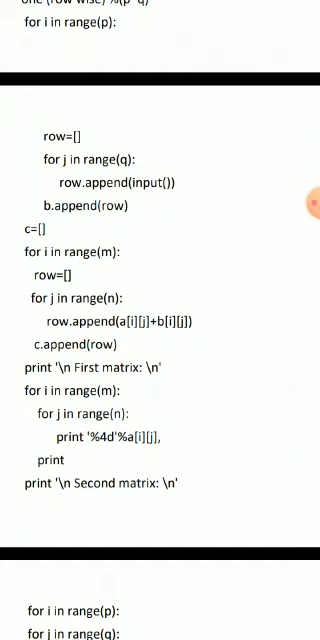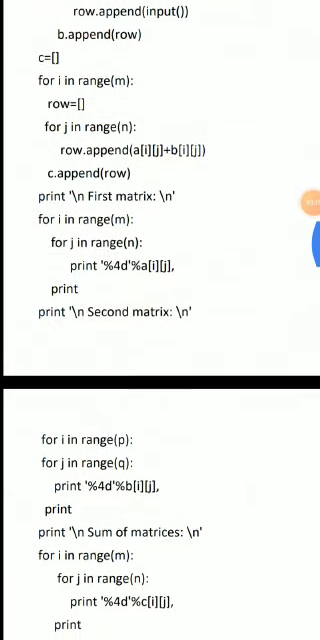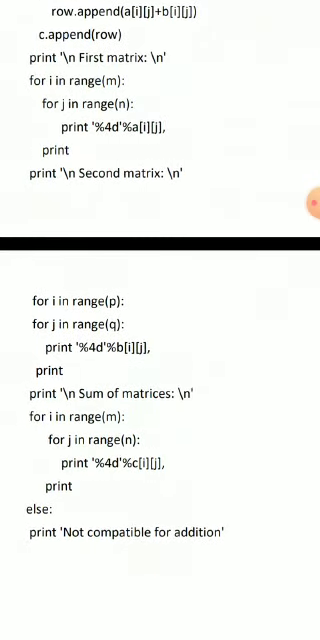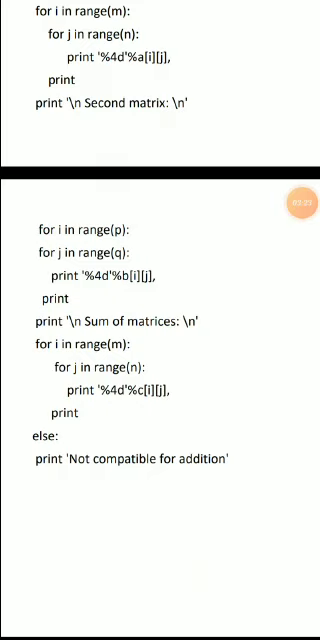Again for i in range m, row equal to an empty set. For j in range n, row dot append of A i j plus B i j. Then C dot append row. And then so on. Type all these programs. And at last print, or else print not compatible for addition.